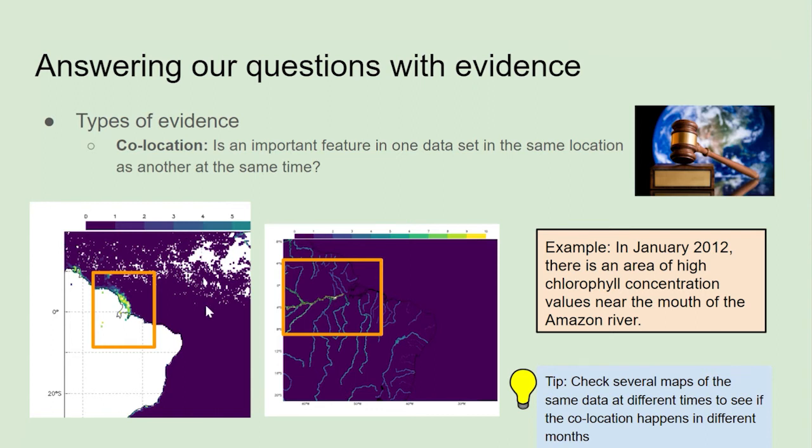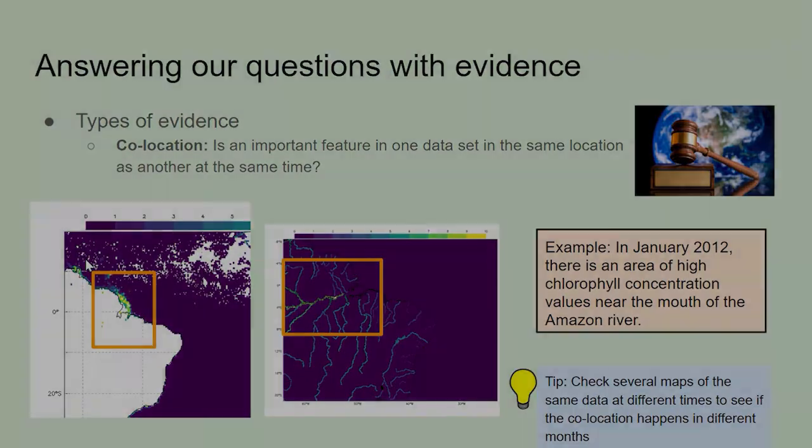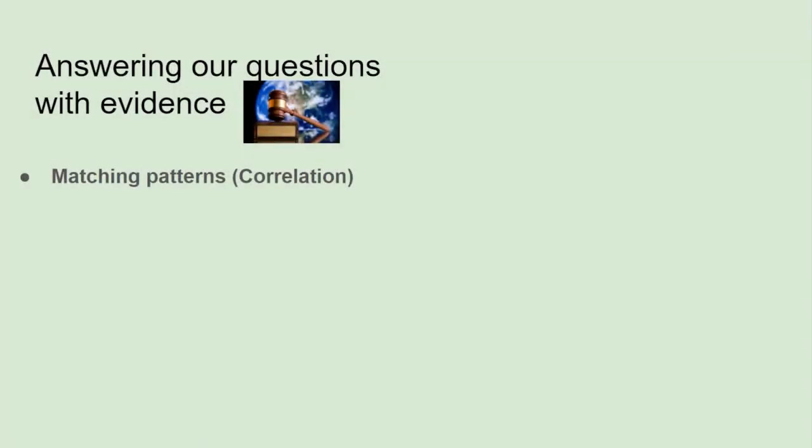For example, we see that this collocation of phytoplankton in the Amazon River occurs in January. We can check other months to see if this high concentration still exists in other months. The other type of evidence we're going to look at is correlation.